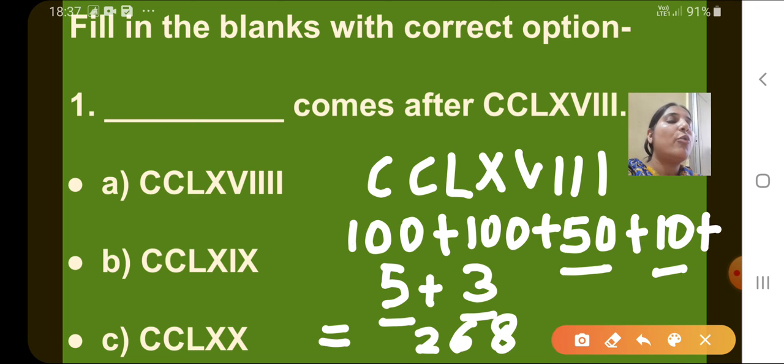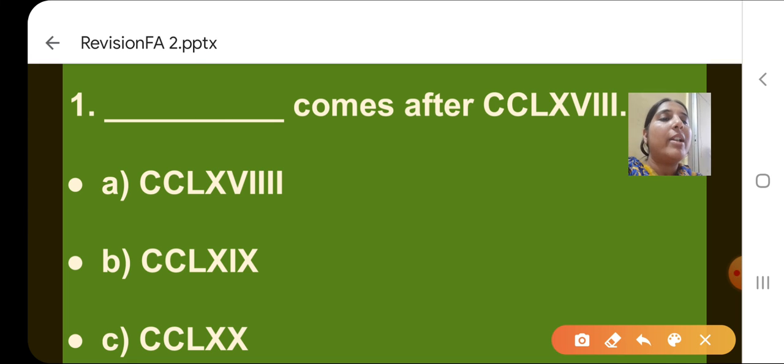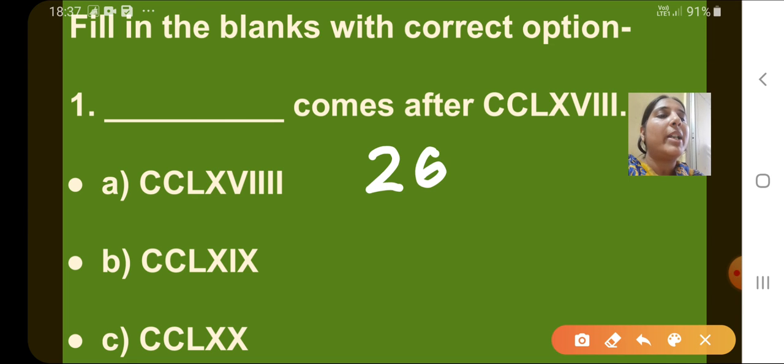So, what comes after 268? Can you tell me? What number comes after 268? Yes, 269. Now you should know how to write 269 in Roman numeral. So let's write 269 in Roman numeral. So how will we write 269 in Roman?